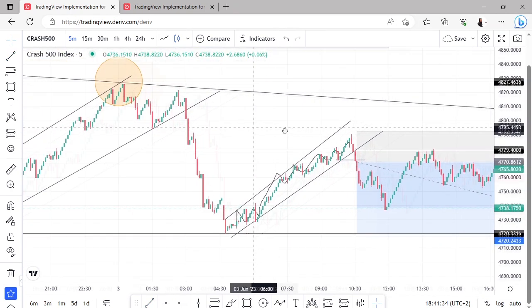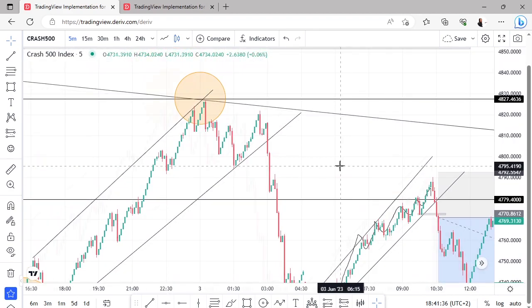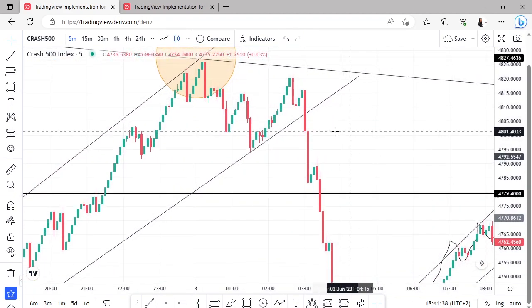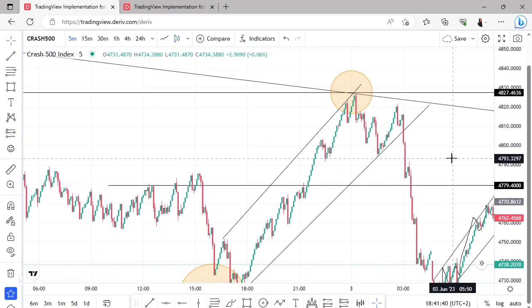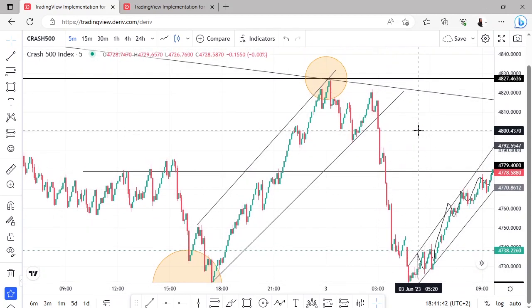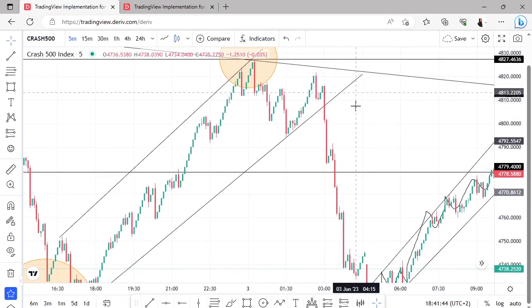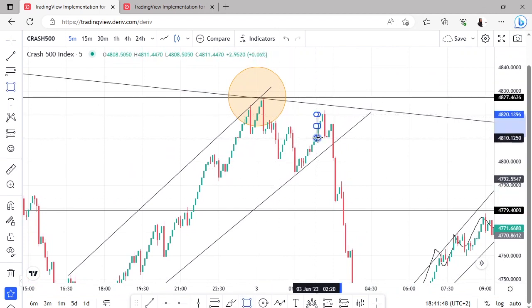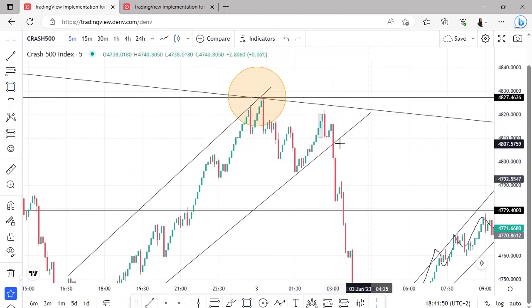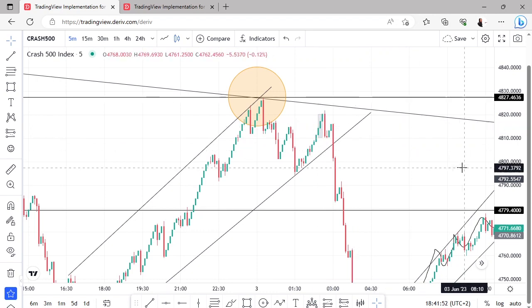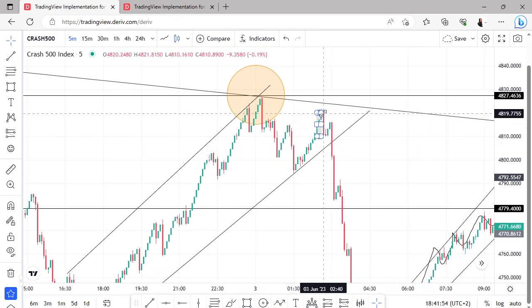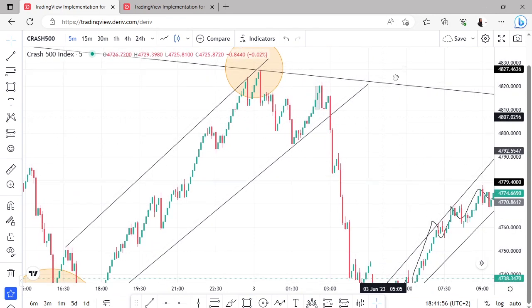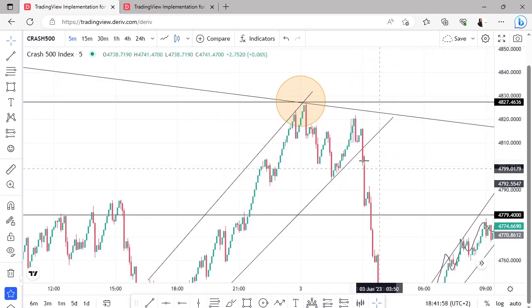And another tip for you to see that the market is now ready to go down on Crash and Boom specifically: it has to engulf at least these 3 candlesticks, or at least 2 or more. That way you know that it's going to crash now, it's ready to crash.